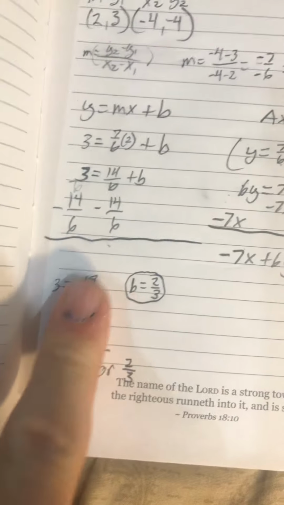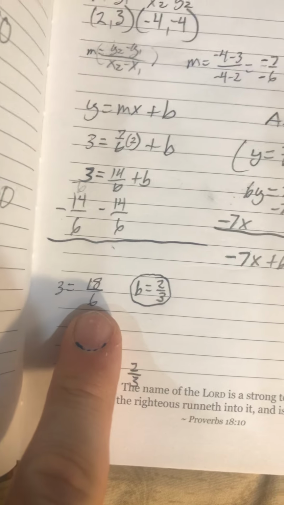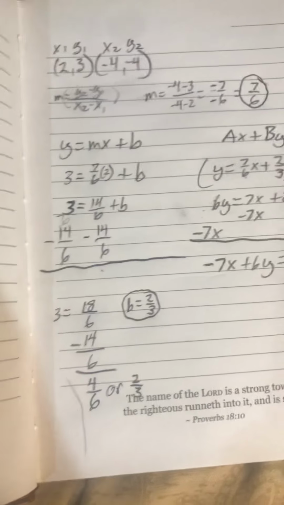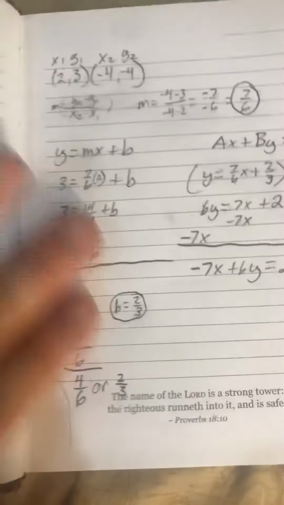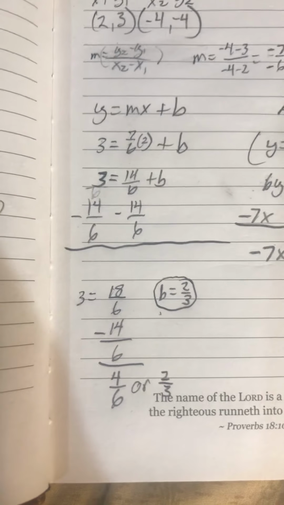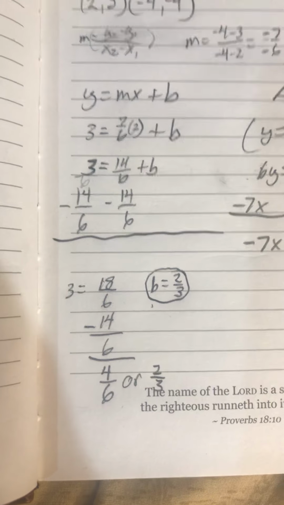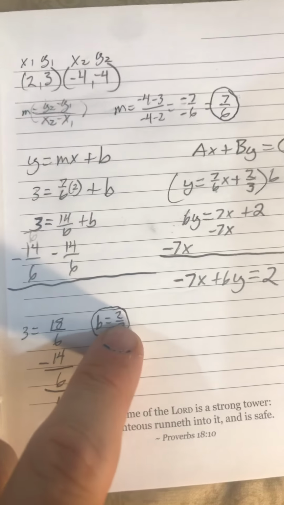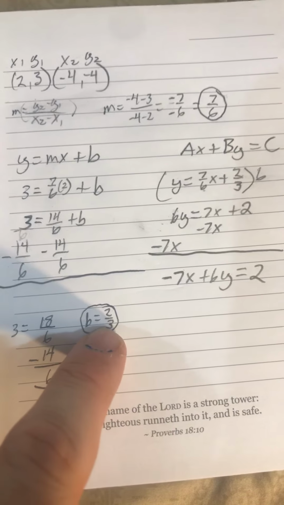Okay, and I've worked that out down here to where 3 is equal to 18 over 6, because we can't add or subtract unlike denominators. So now I have 18 over 6 minus 14 over 6 is 4 over 6, or 2/3. So now we found my y-intercept of 2/3.